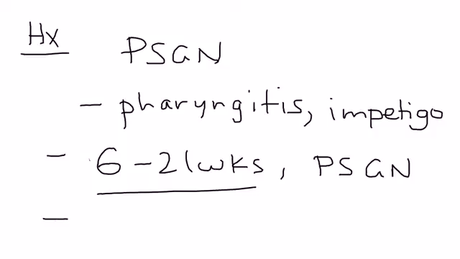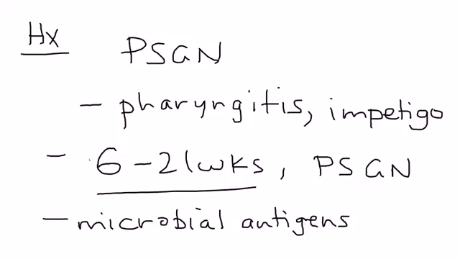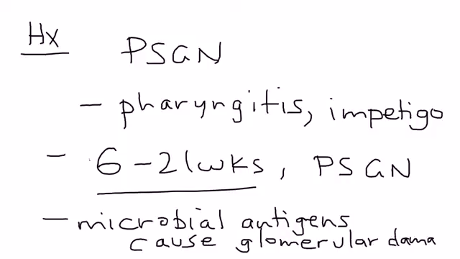And the reason is because what happens is the post-strep GN is occurring because the antigens are essentially attacking the kidney. They cause a glomerular damage, and the glomerulus is basically a component of the kidney. So that's a very important part of the history presentation that they had approximately 1 to 3 weeks ago. They had some sort of infection, either a skin rash or pharyngitis.